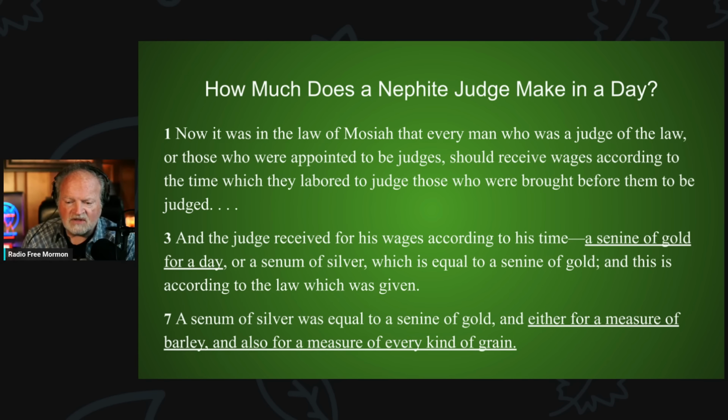And this is according to the law which was given. Verse 7, a senum of silver was equal to a senine of gold, and either for a measure of barley and also for a measure of every kind of grain. So the senine or the senum, they're both the same value in gold and silver. Those are pegged at the value of a measure of barley or every kind of grain.